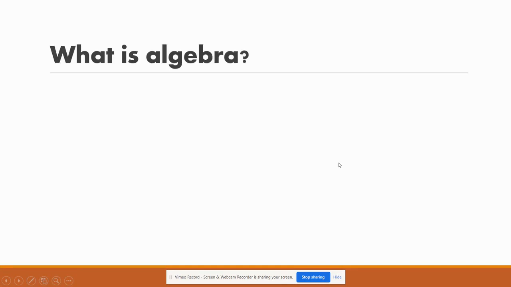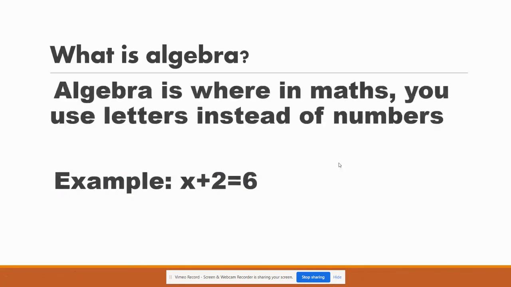Now, what actually is algebra? Algebra is where in maths you use letters instead of numbers. An example of this is x plus 2 equals 6 instead of 4 plus 2 equals 6. Now we're going to have a look at some ways that you can use algebra.